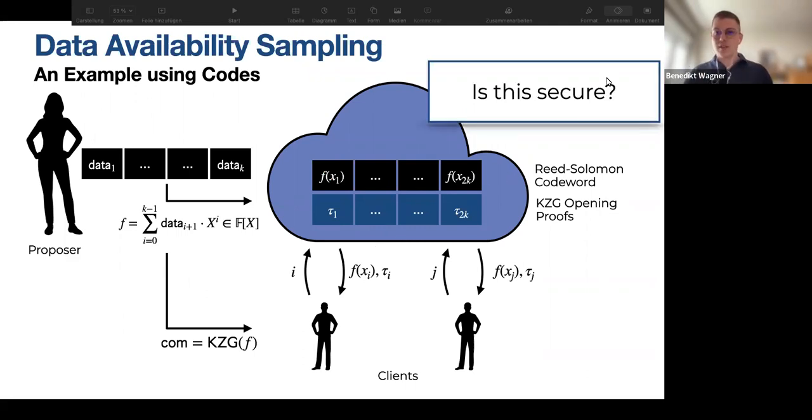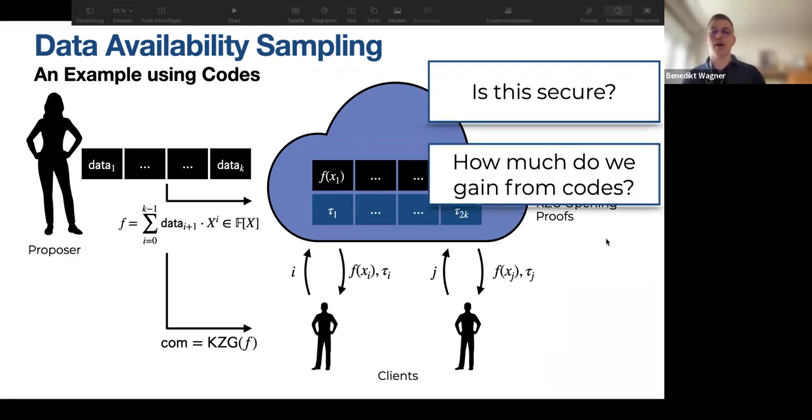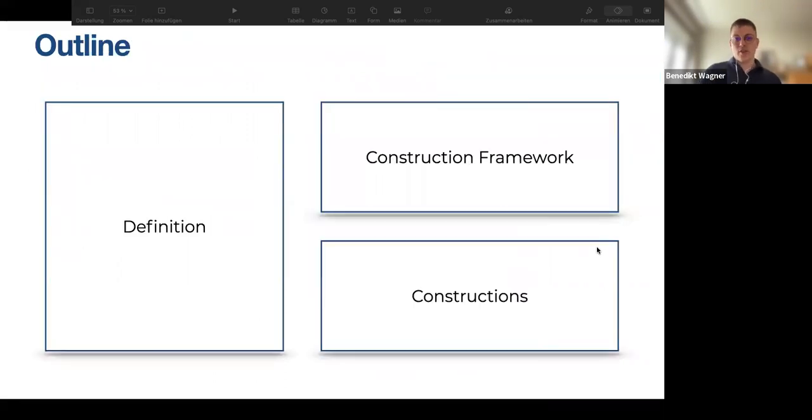So we ask the question, is this secure? And to answer this question, we first need a security definition, right? I just sketched an adversary, but it's not really clear what this adversary is allowed to do. So that's why we need a formal definition. And once we have a formal definition, we may use it to quantify how much better this scheme is compared to the first scheme. So how much do we gain from using these codes? Okay, so that's the setting and two examples.